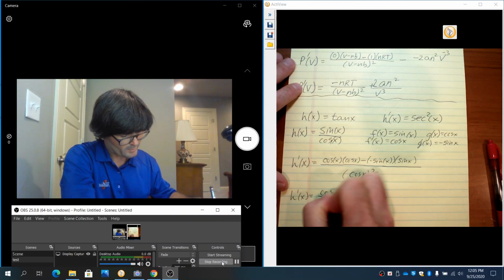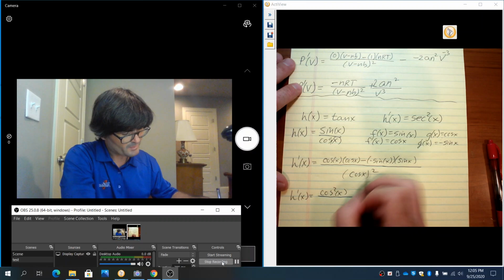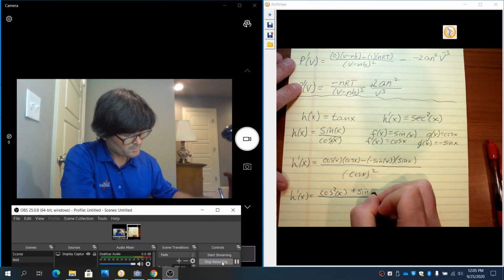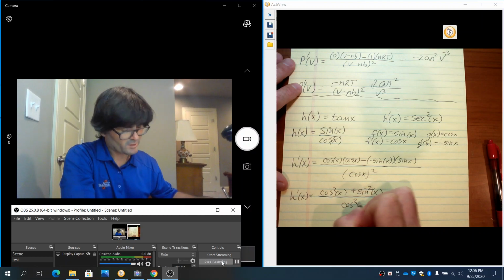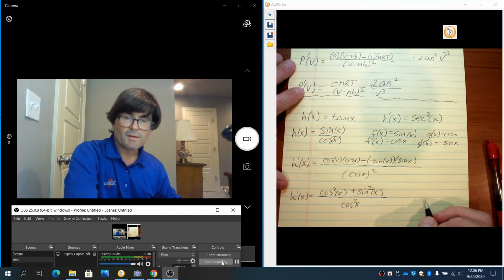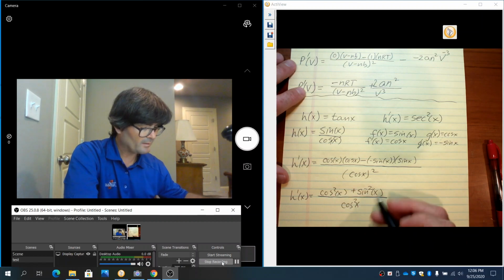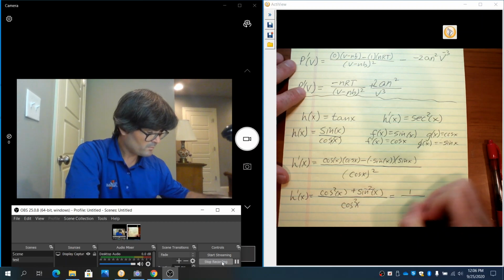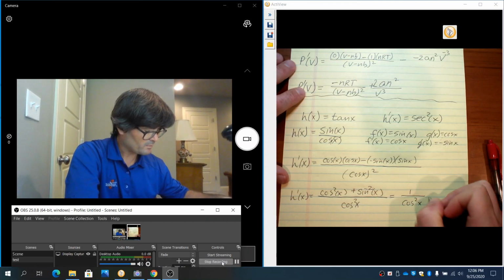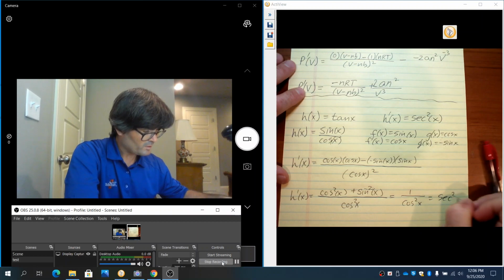This is cosine squared. 2 minuses make a plus sine squared over cosine squared. And notice that cosine squared plus sine squared is a trig identity. That just is 1. So you get 1 over cosine squared, which is secant squared.